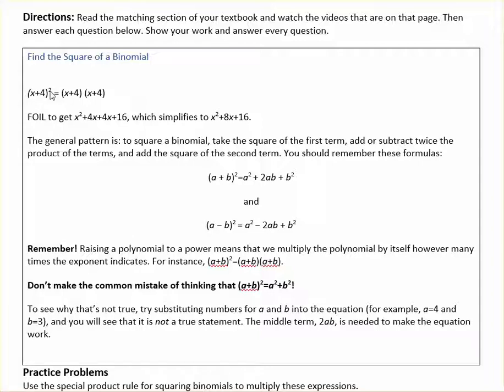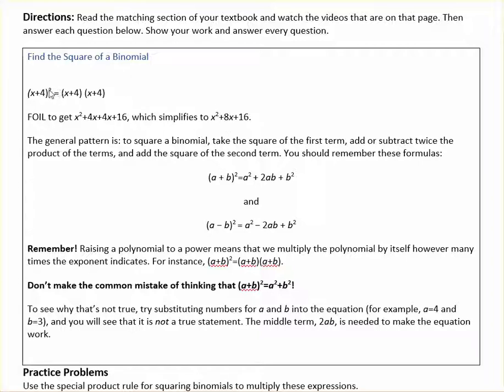So x plus 4 squared is the same exact thing as x plus 4 times x plus 4. You don't have to use any special rule for this. You can just multiply them, write them out twice, and then FOIL. And you get x squared plus 8x plus 16.